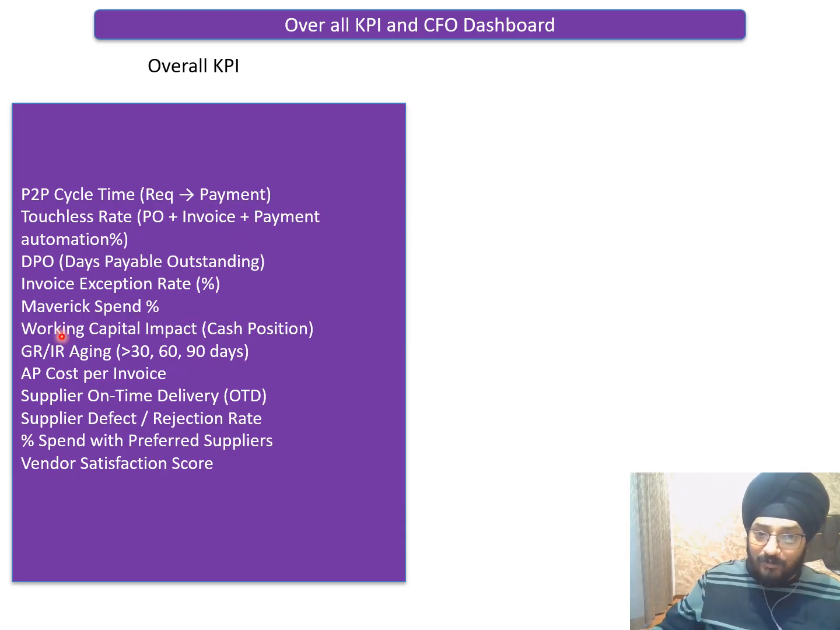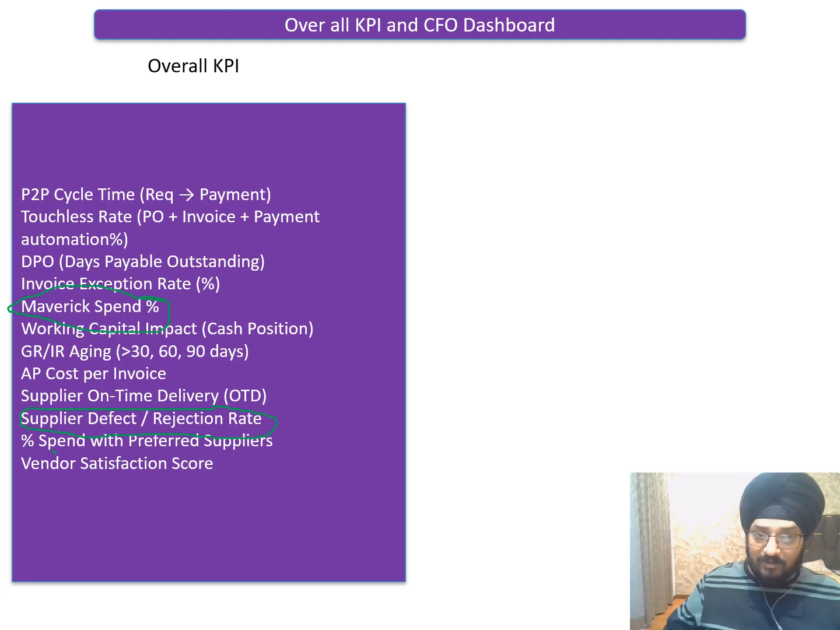This is going to give us a huge idea of what is getting expended that was not planned for, and what it is that we have done these expenses for. So working capital impact, our cash position, GRIR aging, AP cost per invoice, supplier on-time delivery, supplier defect rejection rate. Again, this is a critical one to ensure whether, with so many rejections from that supplier, we should continue with that supplier or not.